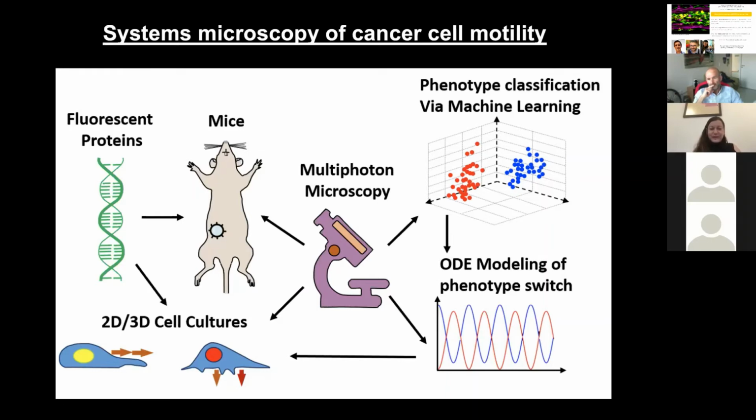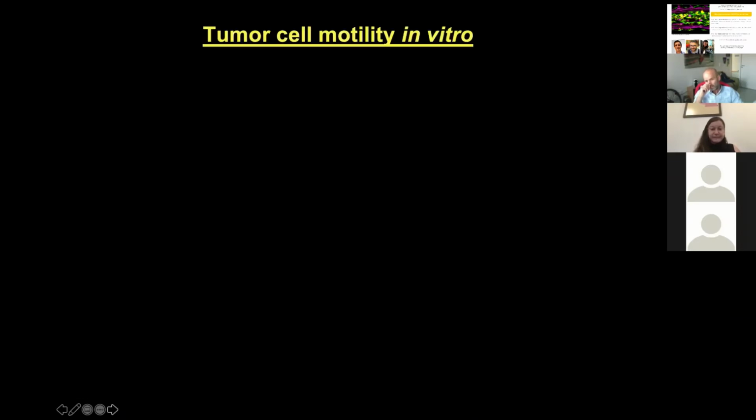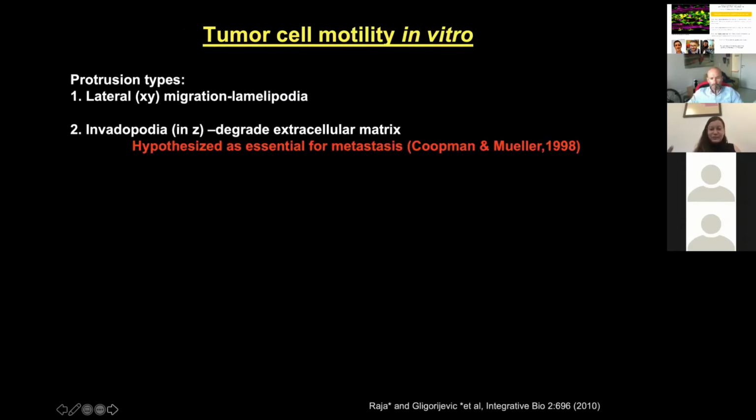So we're practically looking at tumor metastasis by in vivo, in vitro, and computational techniques. So what's the simplest way that we can look into the tumor cell motility and the metastatic behaviors? That would be in vitro, and all of us know how to put the cells on the dish and look at them through time. One of the protrusion types that you can see in the migration of just a cell on a dish would be lamellipodia. It's a part of the lateral migration.